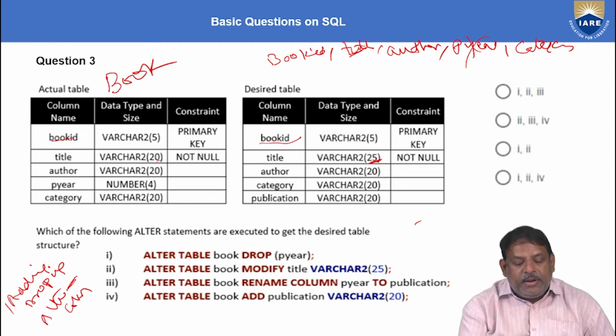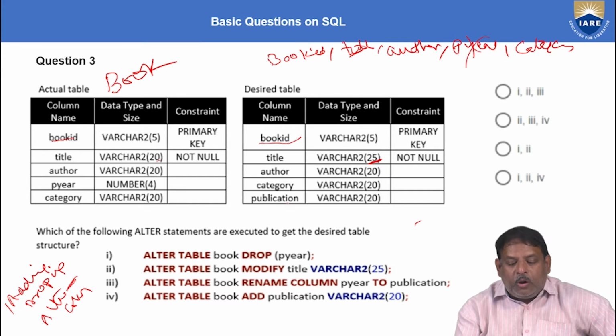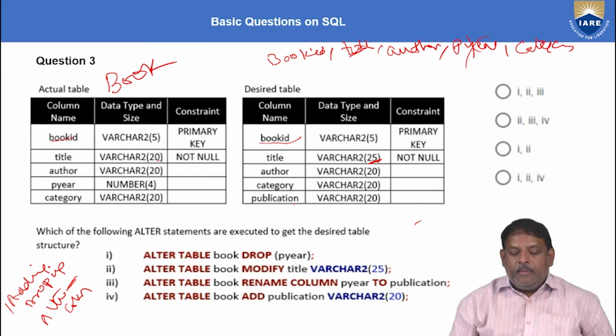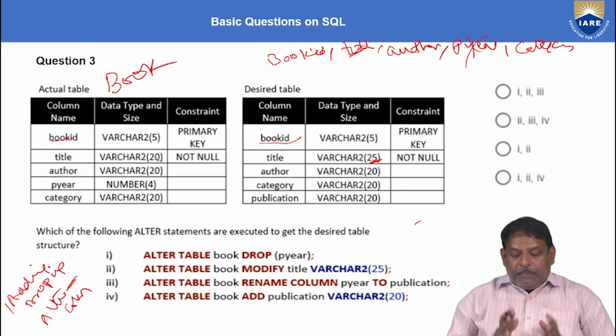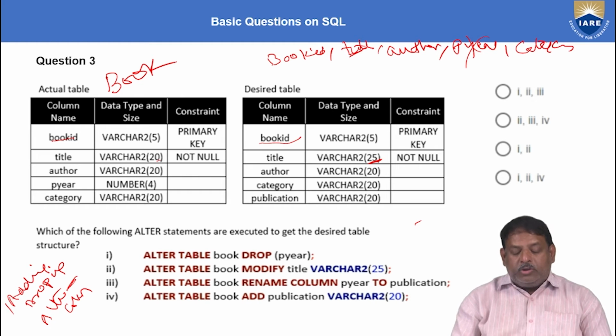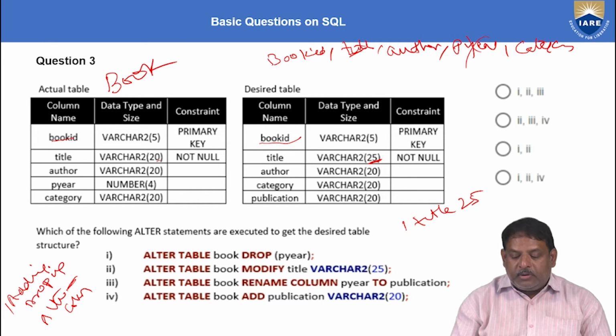What is the next condition? Category is here, 20 remains the same. Category is the same. And also now there is adding a new column called publication. Now by seeing this table, we are making no change to the first column. So title we are making 25 from 20.